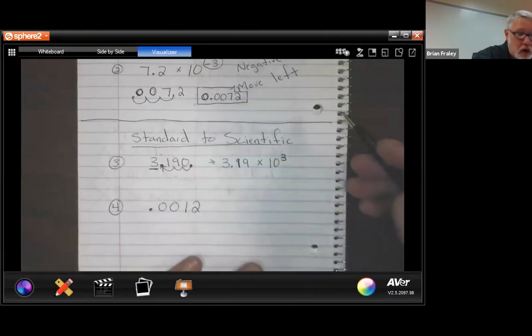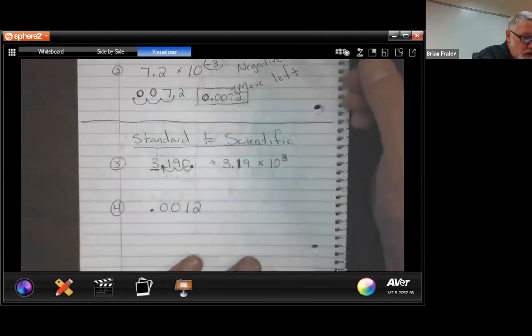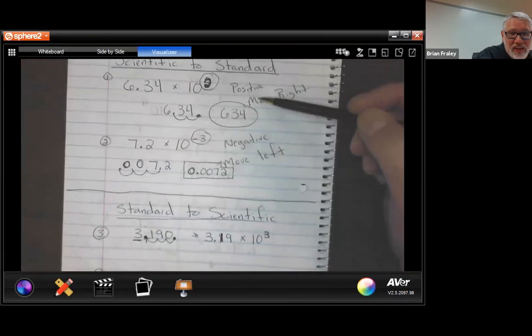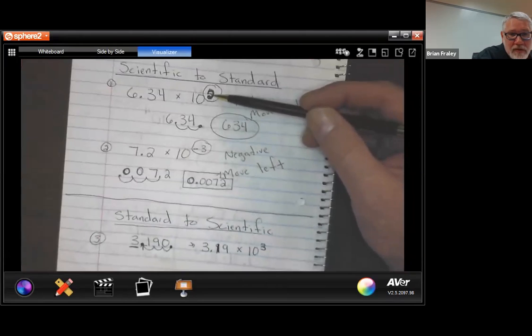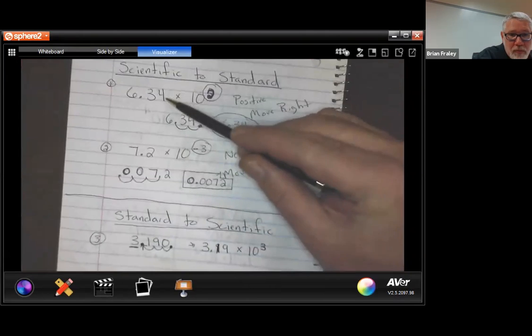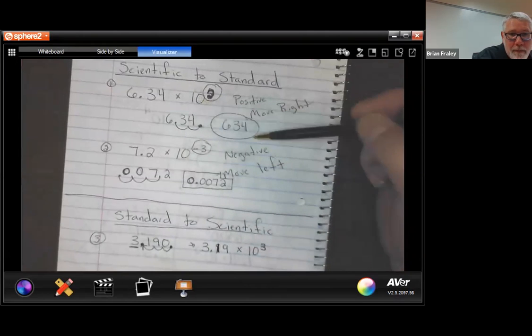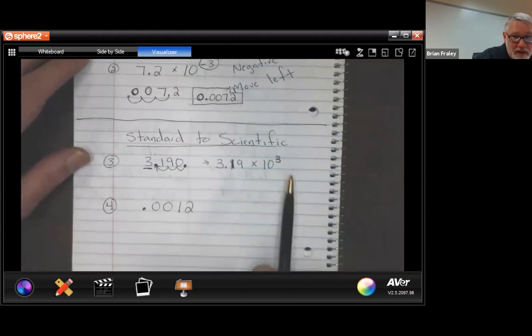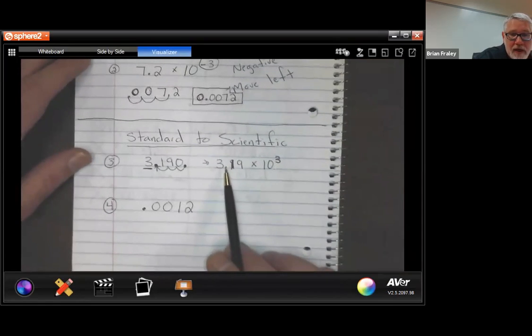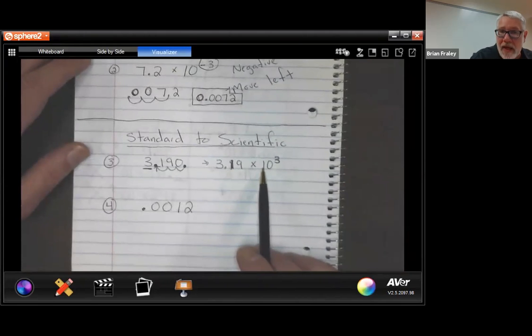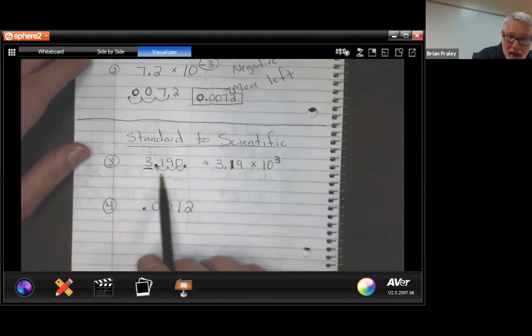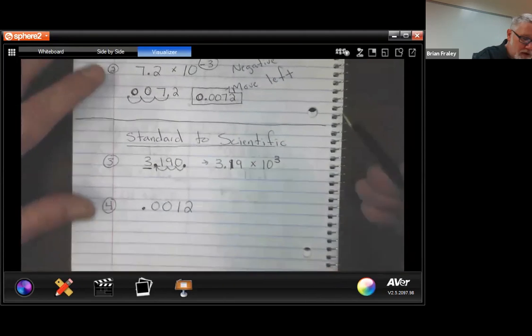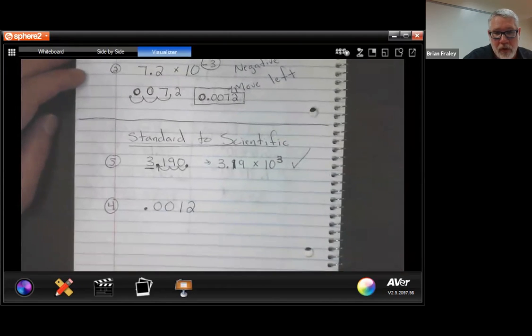Now, the biggest mistake kids make is determining whether this is positive or negative. So here's how I want you to always look at it. We understood up here that if I multiplied by a positive exponent, it would make my number bigger, so it would go to the right. So 6.34 times 10 to the second made a bigger number, right? Well, look down here. Let's check to make sure we should have this as positive. If I multiply 3.19 times a positive exponent, that should make it bigger than 3.19. And that was 3,000, so that was bigger. So this is correct. It is a positive, okay?